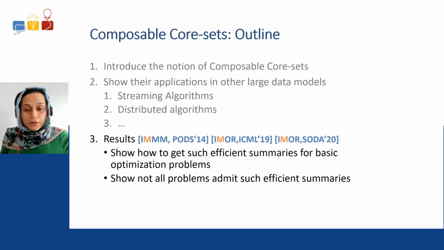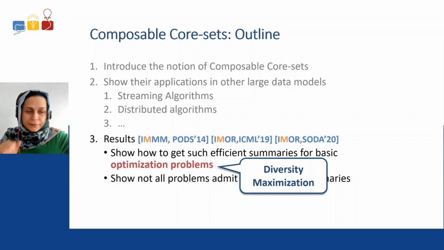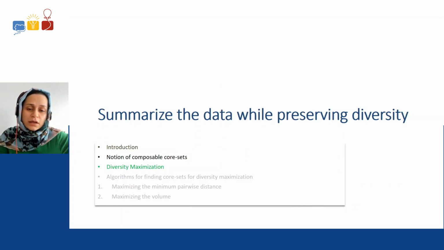Okay, so we have shown basically how we can get such summaries for specific optimization problems. We have also shown that not all problems can admit such efficient summaries. Okay, so for this talk, I'm going to focus on diversity maximization and tell you how we can get composable coresets for the task of diversity maximization. Okay, so let's see what this problem is.